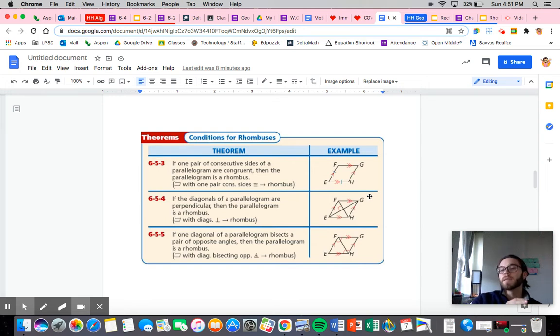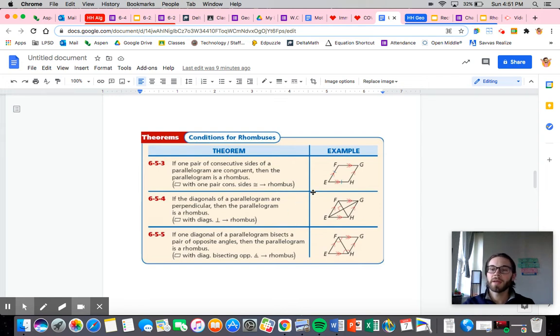Then if we have the diagonal, and we know that a diagonal is bisecting a pair of opposite angles, then the parallelogram is going to be a rhombus. Now, why do I know that? Well, what is this making? This is making isosceles triangles, right? So if this is congruent to this side is congruent to this side by the converse of the isosceles triangle theorem, which would ultimately go back to our first thing, which would say the whole thing's a rhombus.